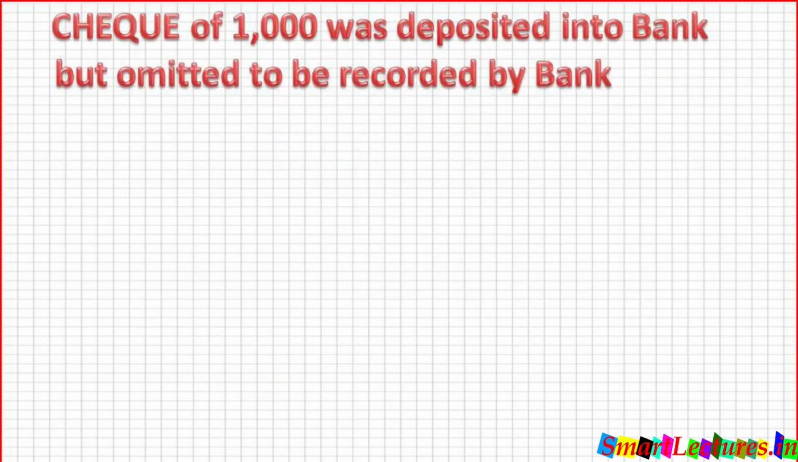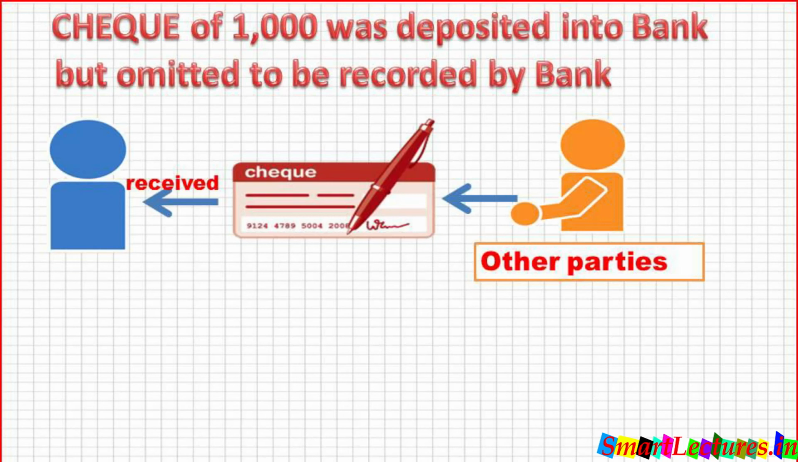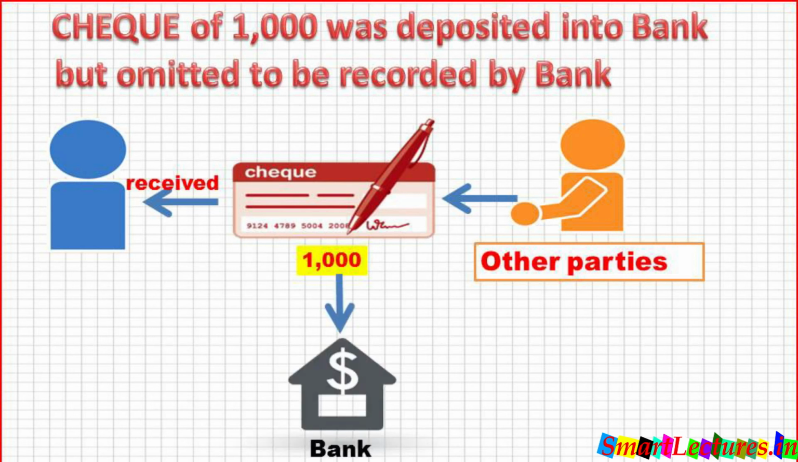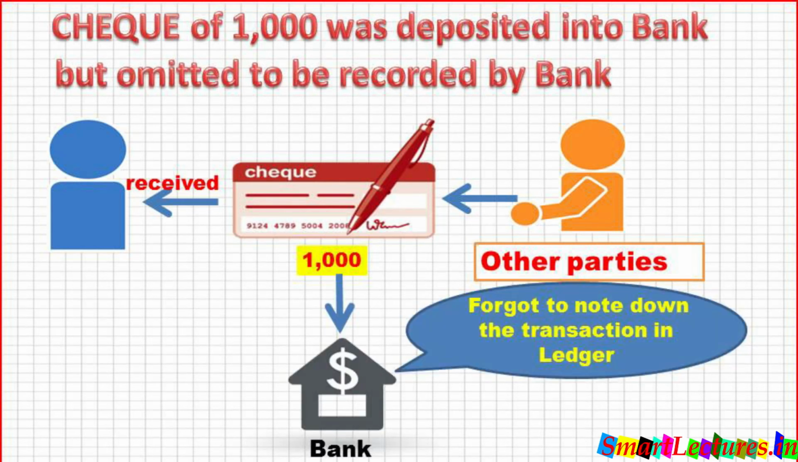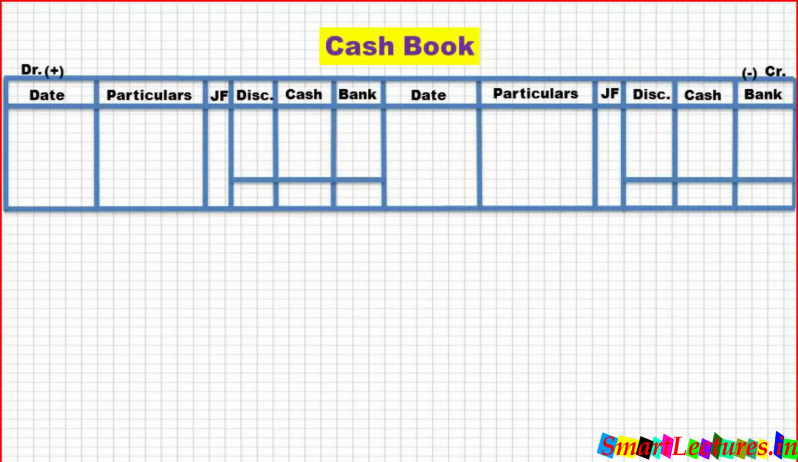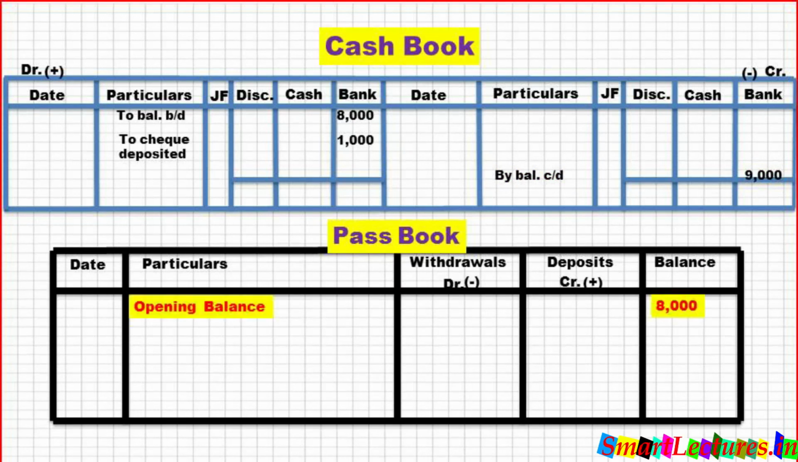A check of 1000 was deposited into the bank but omitted to be recorded by the bank. It means we received a check from the party for 1000 and deposited it immediately in the bank, but the bank forgot to note it down in their ledger. The cash book shows opening balance 8000, to check deposited 1000, closing balance 9000, but the passbook shows opening balance 8000 and the closing balance still 8000.